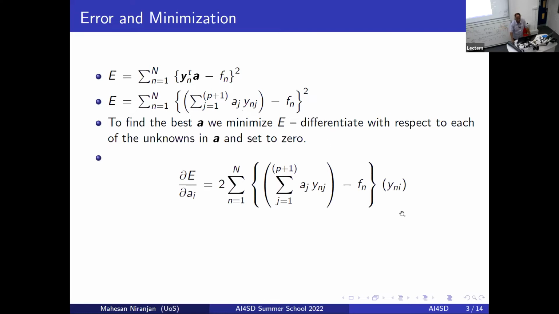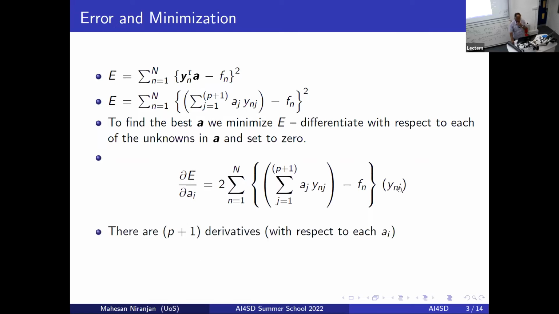And that's how I end up with the YNI, because YNI is the term that multiplies the AI in that expansion. It will be very easy. If you are not familiar with this, just write it out for 3 terms. If you write it out for 3 terms, A1, A2, A3, then it pops out very easily, and it's a good thing to actually do.